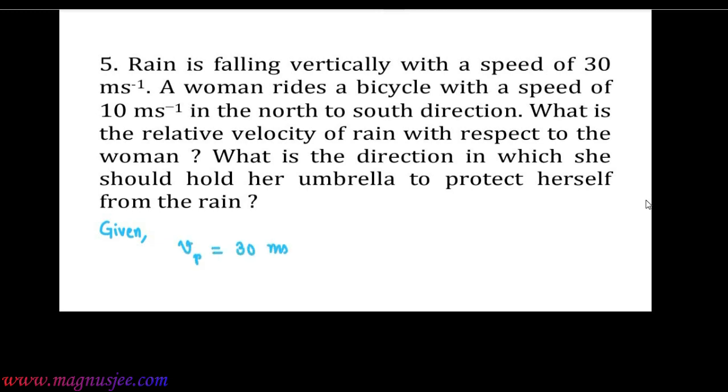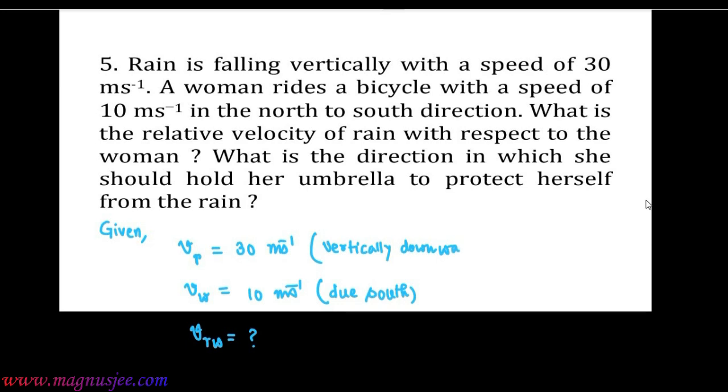According to the question given, velocity of the rain, that is Vr, is equal to 30 meter per second, and velocity of woman Vw is equal to 10 meter per second due south. That means the woman is riding her bicycle in north to south direction, and we have to find Vrw, that is relative velocity of rain with respect to woman. And what about the direction of fall of rain?